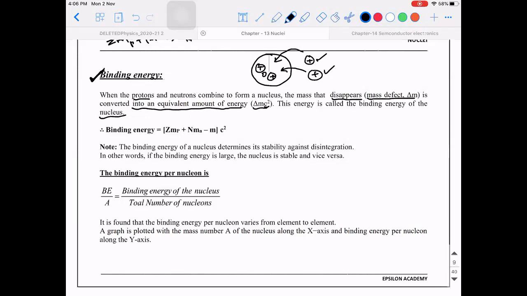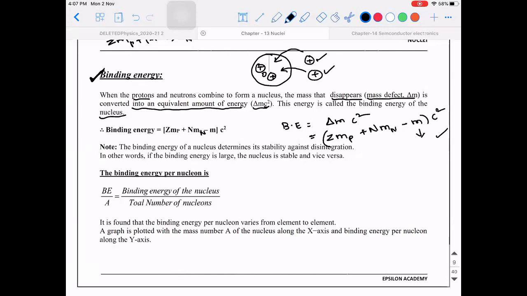So how do you define this binding energy? When I say delta mc square, delta m can also be written as Z times the mass of proton plus N times the mass of neutron, you can use capital N for neutrons, minus the actual mass of the nucleus, times c square. So this is going to be the formula for binding energy.